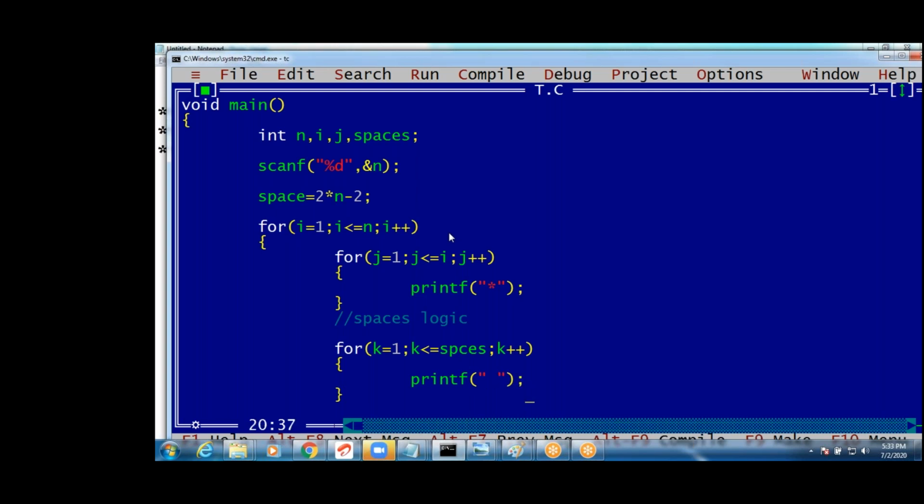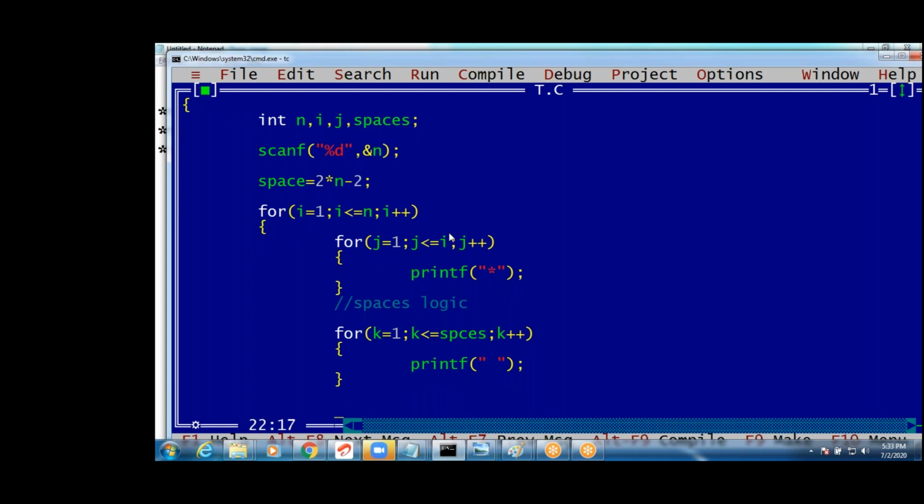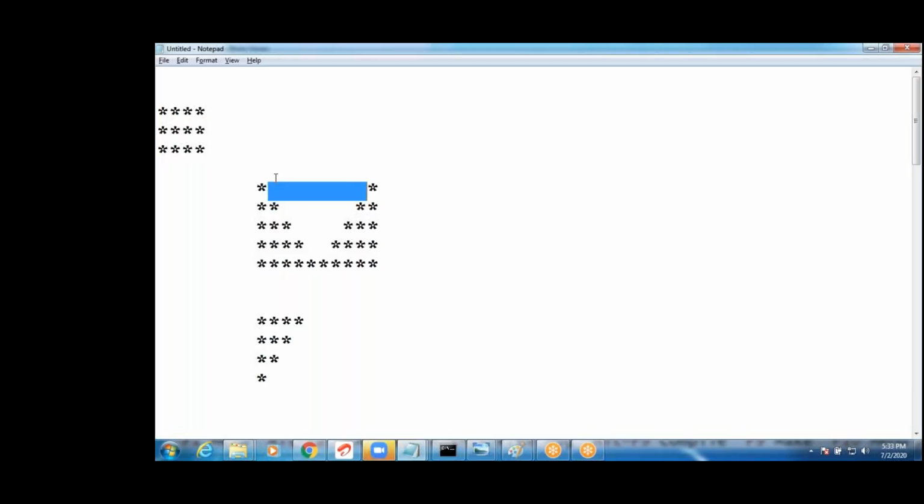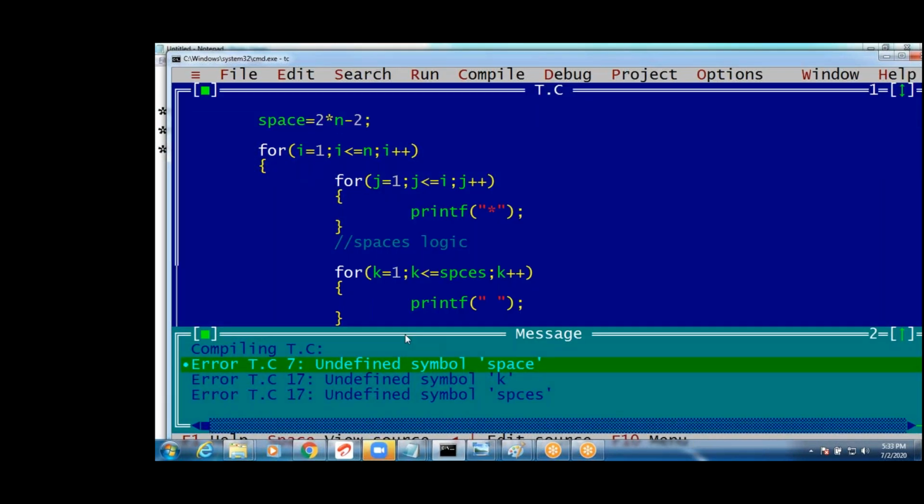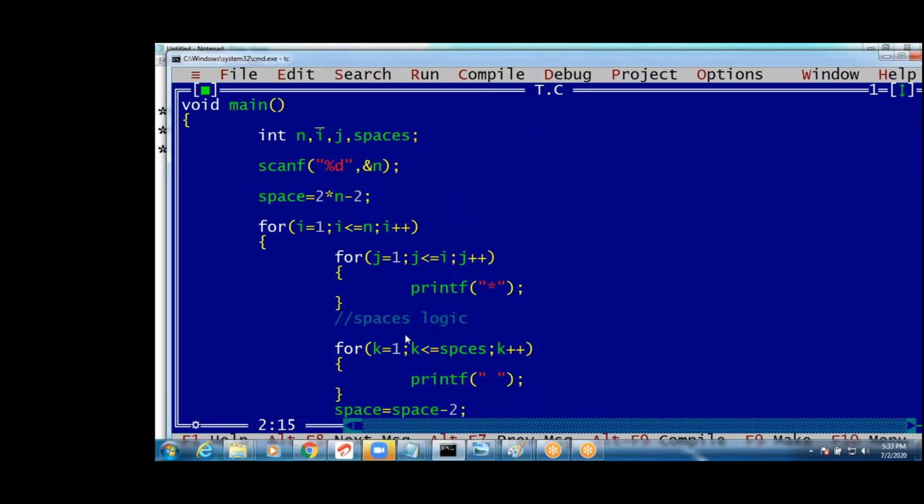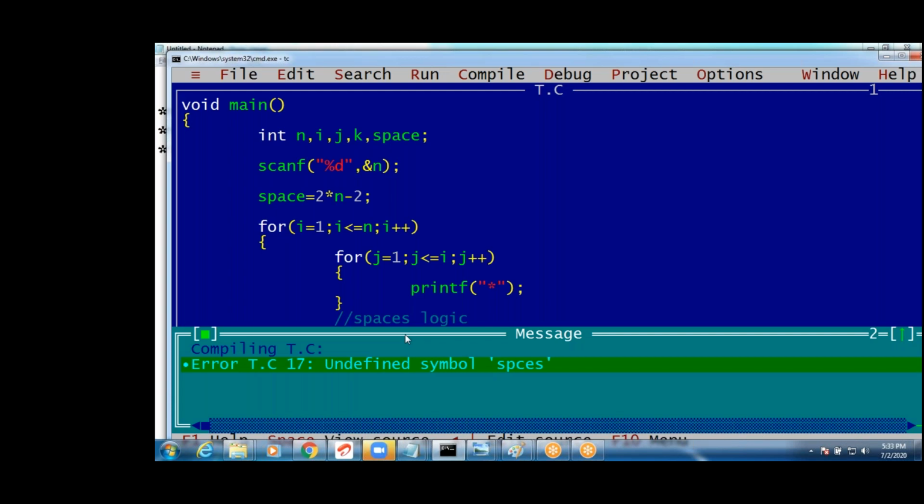Undefined symbol space. Sorry, this is space. Okay, now k also I want, guys. See once, still error, spaces. Once execute with 5. You got the first half, right? Same first half we have written. Can I enter 10? Yes, we can enter 10. We got spaces.